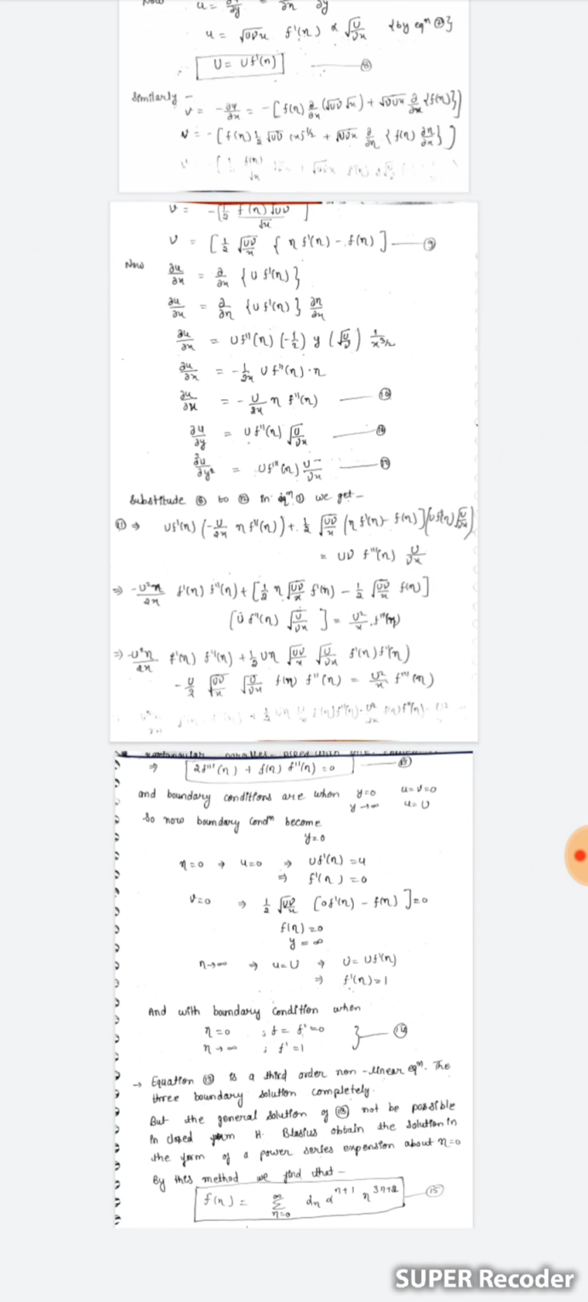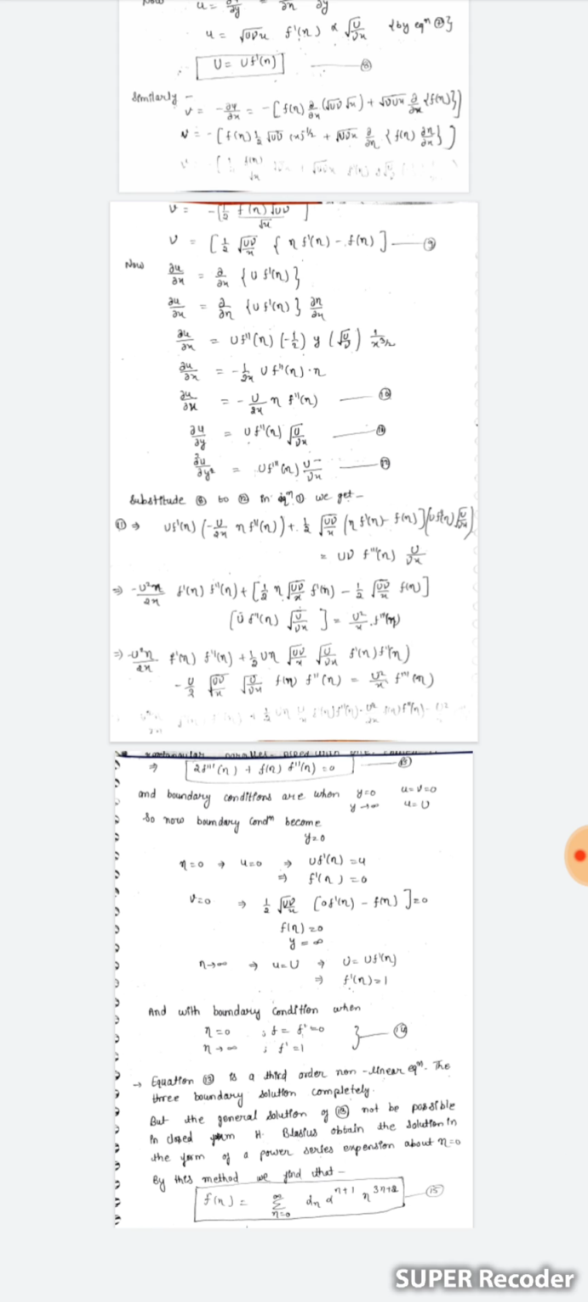Now similarly we get v is equal to minus del psi by del x, which is minus f eta del by del x of root of U nu x plus root of U nu x del by del eta of f eta del eta by del x. So v is equal to minus 1 by 2 f eta upon under root of x into under root of U nu, plus under root of U nu x f dash eta into del eta by del x. Solving this equation, we get v is equal to 1 by 2 under root of U nu upon x into eta f dash eta minus f eta. This is our equation number 9.